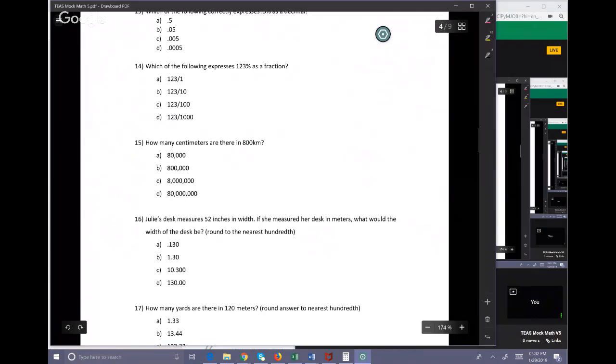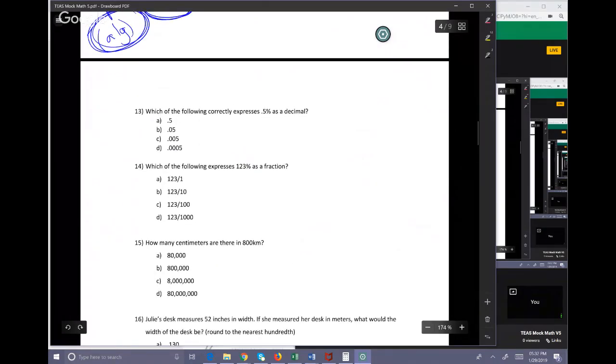I'm going to see how much of this I can kind of fly through now. 13 is from fundamentals. 13 wants to know 0.5% as a decimal. Make sure that you write the percent and then you do the steps that take you from a percent to a decimal so that you make sure that you get the right zeros in the right places. That should turn out to be C.